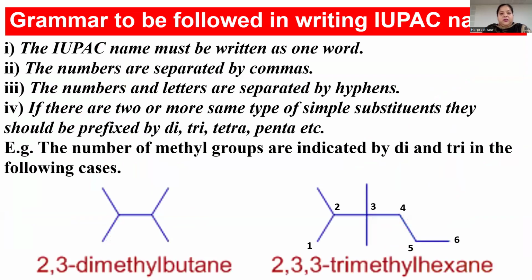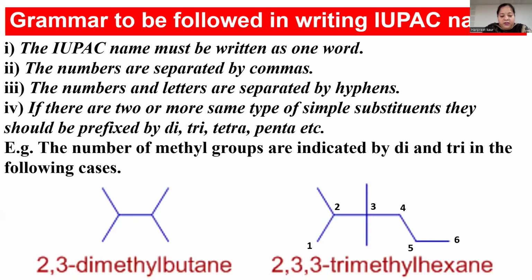Now the grammar to be followed while writing the IUPAC names. It is to be written as one word with no gap in between. Whatever be the name, however long it may be, it is to be written as one word without any gap in between. And if two numbers come together, as you can see in the structures, the positions are 2 and 3 for the methyl groups. 2 and 3 are separated by comma. Number and number, they are separated by comma, and number and letters are separated by hyphens.